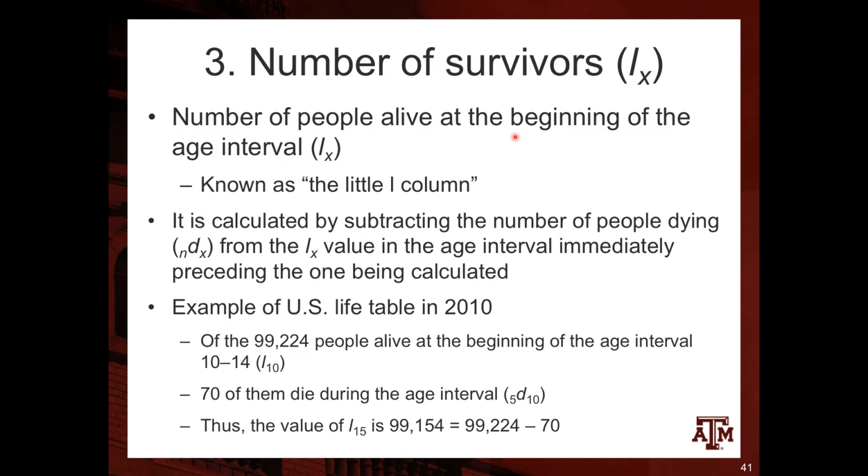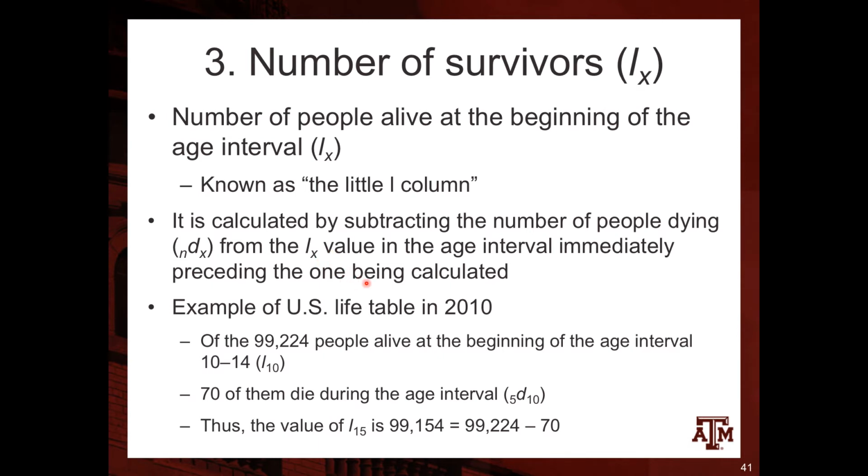The number of people alive at the beginning of the age interval is known as the little lx column, and it is calculated by subtracting the number of people dying in that specific age group from the lx value in the age interval immediately preceding the one being calculated. So we take the number of people who entered the previous age group minus the number of people dying in it, and that's how we get the little lx column.